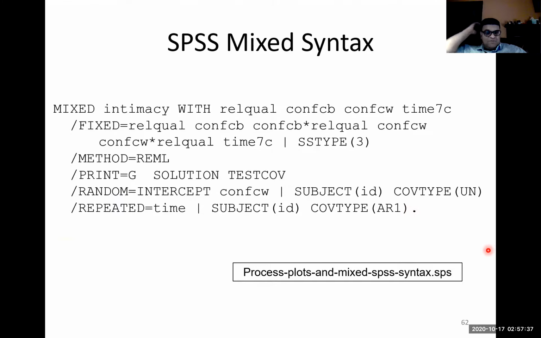Here's some syntax from SPSS. This model can be estimated using SPSS and its MIXED procedure here. I don't want to spend a lot of time on the syntax, other than to say that, notice that the fixed effects are exactly the gamma terms from the equation. Okay. And we're going to estimate a random intercept and a random within-person conflict slope.